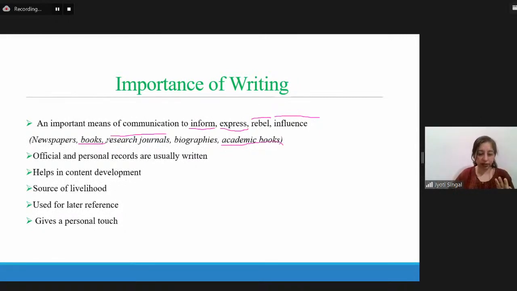Any doubts still here? Anything you want to ask me? Now that the link is working, I am visible, I am audible, the screen is visible. Could you understand these 2 points which I just now discussed?